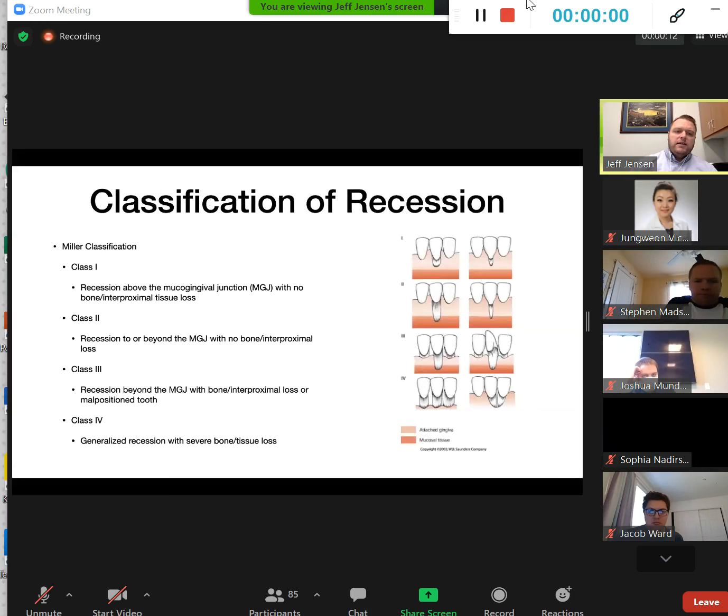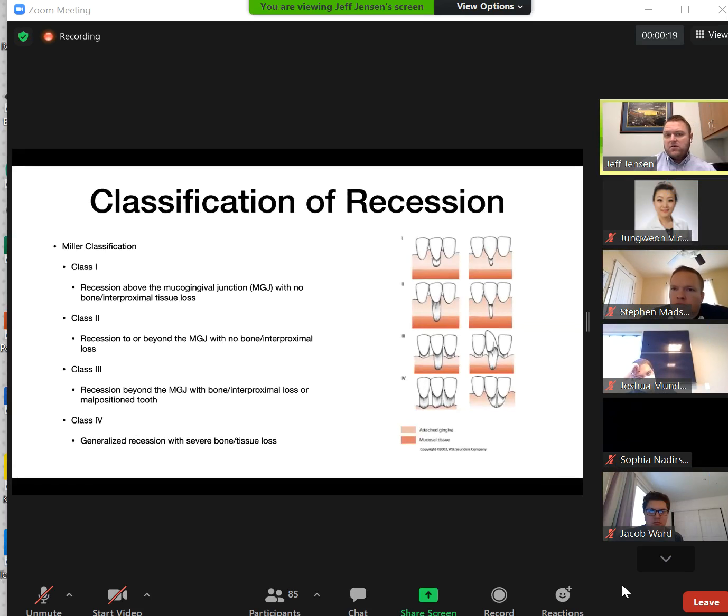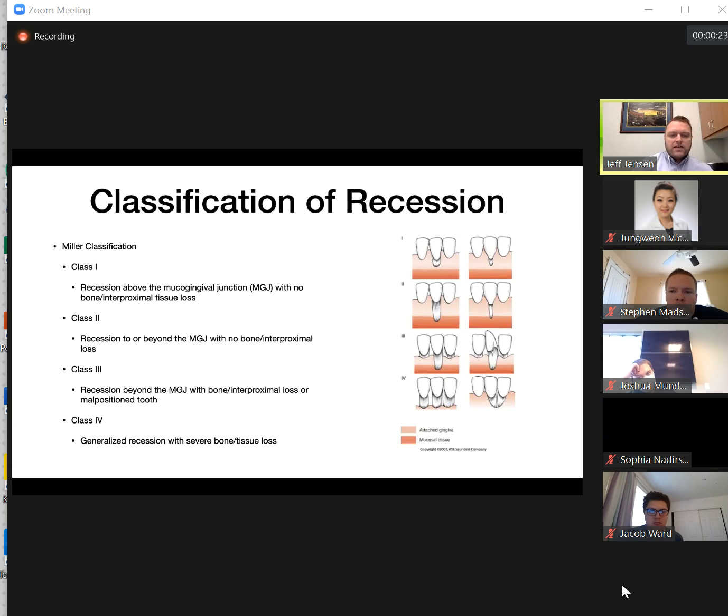a good idea as far as what kind of treatment can we do, and if we do that treatment, what kind of outcome can we expect. So in a class 1 and most class 2s, we can expect to get really good root coverage, and a gingival graft is indicated in these cases. So we can expect on those 1s and 2s to get good restoration of keratinized tissue and good root coverage.